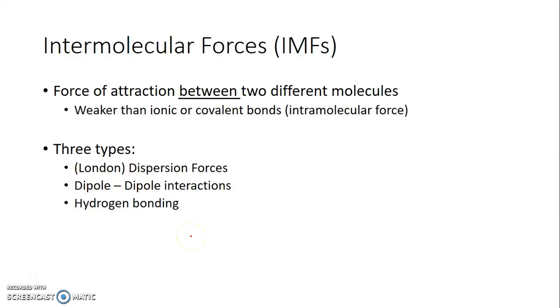The last topic we're going to look at in relation to covalently bonded compounds or molecules is something called intermolecular forces. An intermolecular force is a force of attraction between two different molecules. So I have to have at least two molecules to talk about an intermolecular force. So the first thing is an intermolecular force, or IMF, is weaker than an ionic or covalent bond. An ionic or covalent bond is sometimes referred to as an intramolecular force. That is, a force that holds two atoms together to form a molecule.